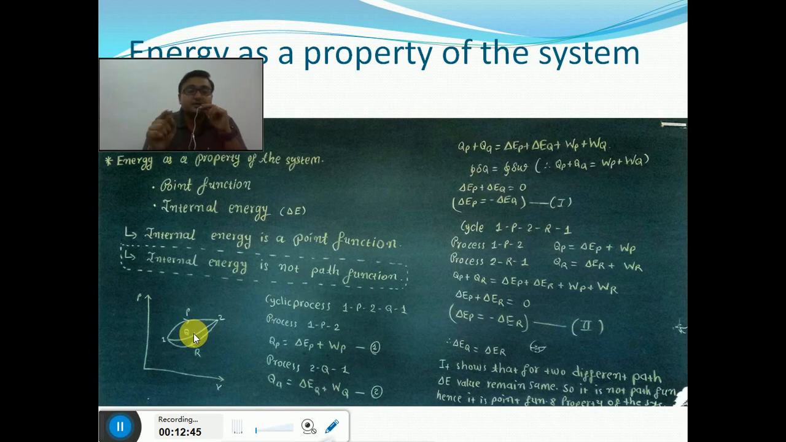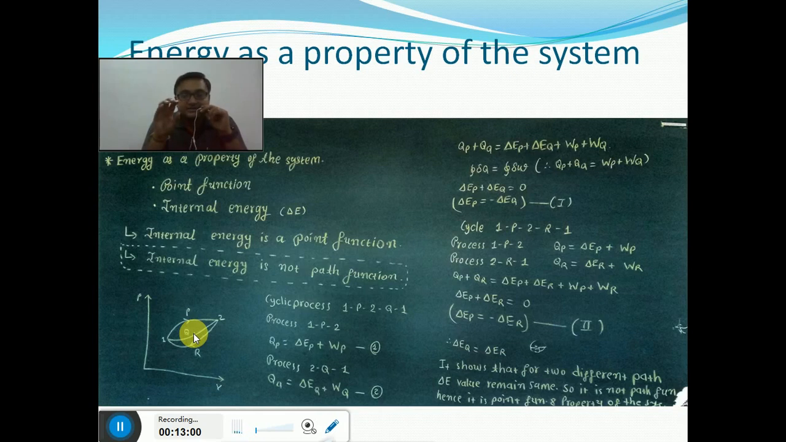It means internal energy value does not depend upon the path. As the path changes, internal energy does not change. That's why it is called not a path function. It means it is a point function and it is a property of the system.